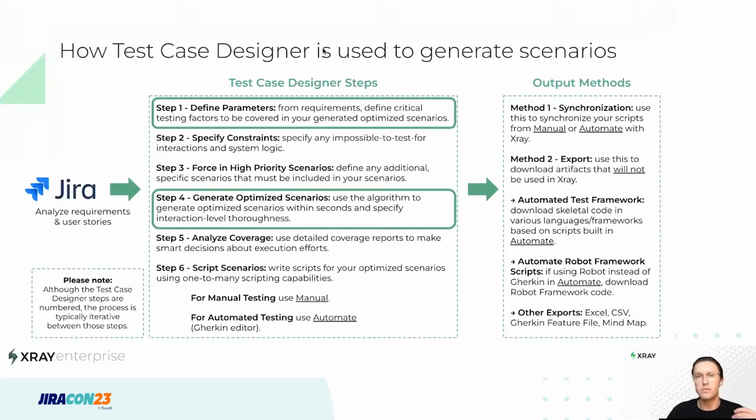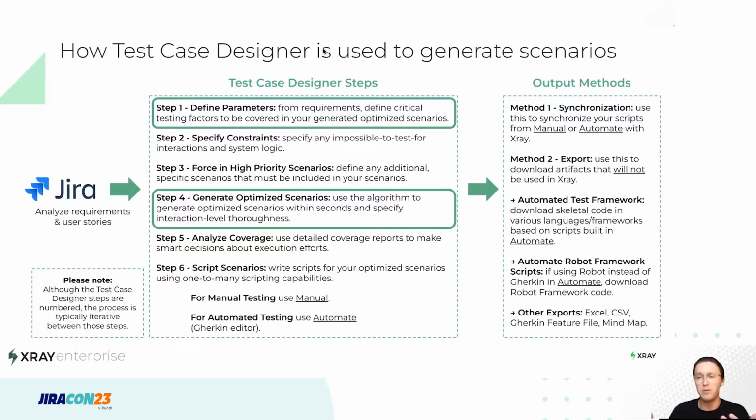But those models of parameters that you're building are really those critical testing factors that are going to be then covered in the generated optimized test cases or scenarios that the tool is going to provide you. We'll emphasize all of this today again. You can then specify constraints, which are any impossible to test for interactions that should not show up in your test cases. We're, of course, then going to use the tool to generate optimized scenarios. We have detailed coverage reports available that allow you to view the exact coverage that's being achieved after running X number of those tests that have been generated for you.